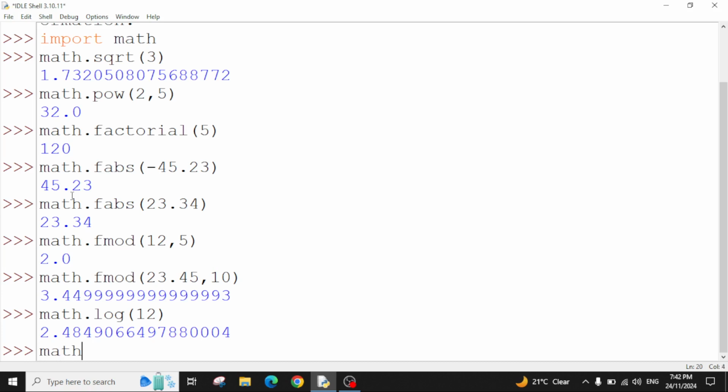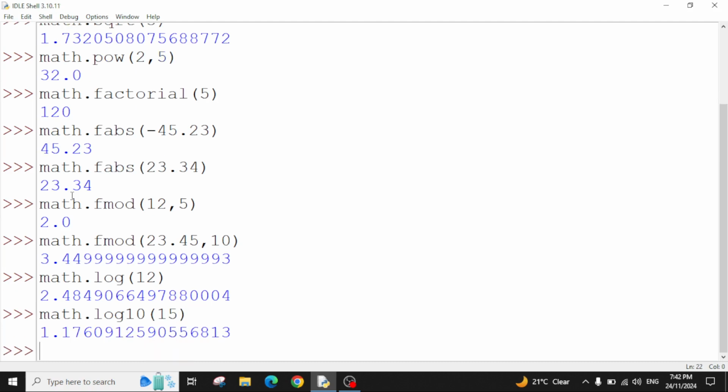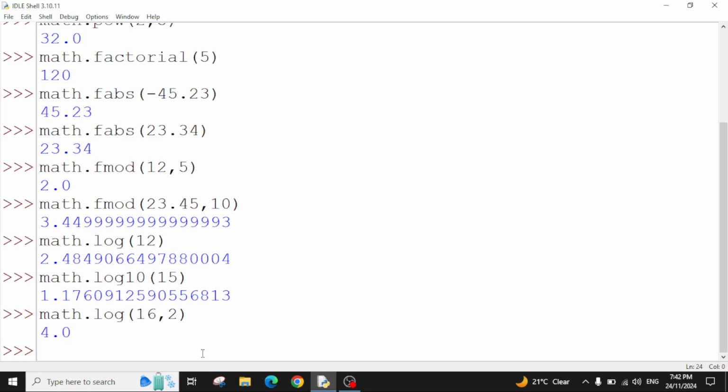If I have to find the common logarithm, then I will use the log10 function. Say I have to find the common logarithm of the number 15. So it comes to be 1.176. We can find the log to the base 2 also by using the log2 function, or we can use one more method. Say I have to find the log of 16 to the base 2. So what will I write? I will write the log function followed by the number whose log is to be found, and followed by the base. Base is 2. So the answer comes to be 4.0. So in this way we can use the different log functions.